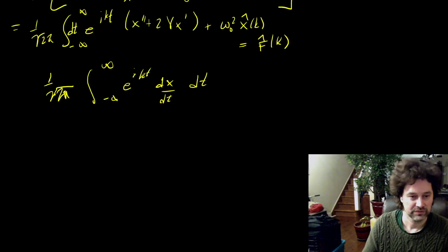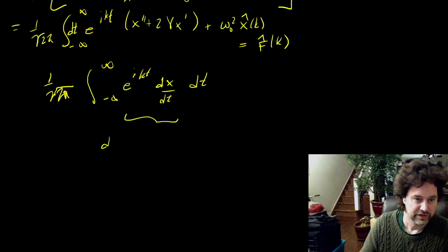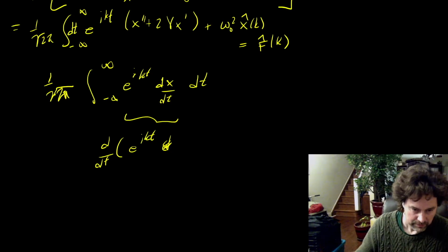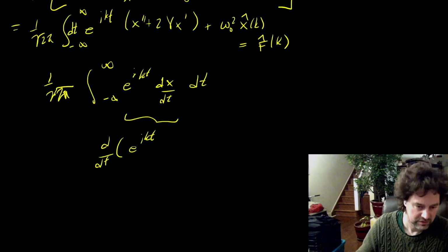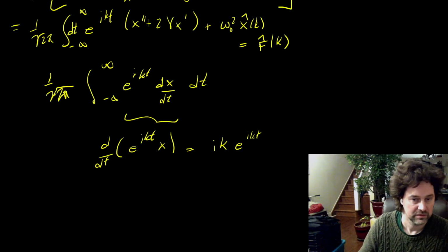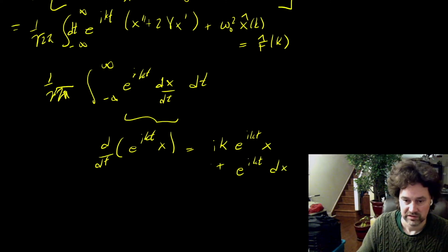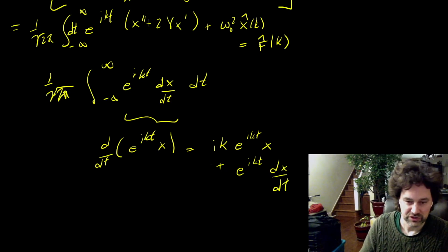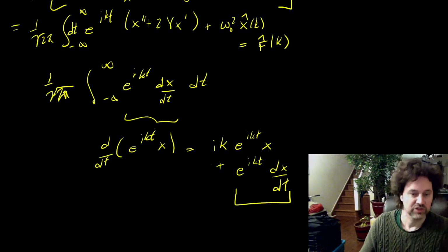What we can do is use integration by parts. So we can write this. All right, if we had d dt of e to the ikt x, this is just as an aside, not as an equality, then what do we have? We have ik times e to the ikt x plus e to the ikt dx dt. So that's applying the chain rule to this particular term, and now we can flip it and insert this expression in here.